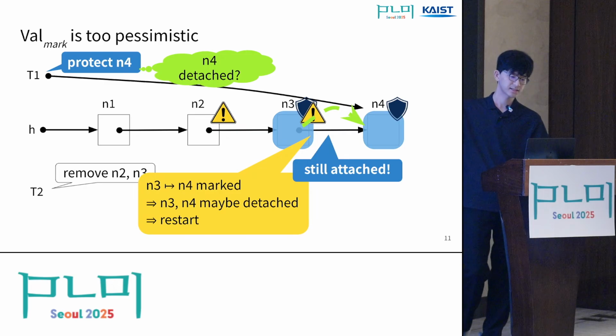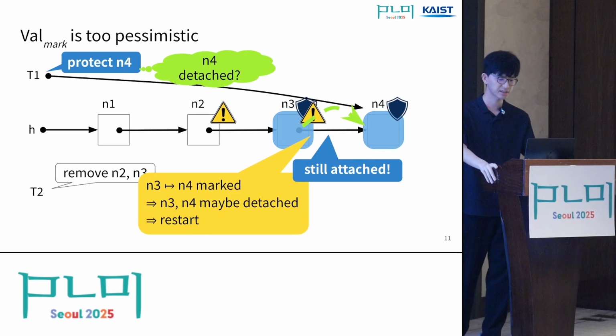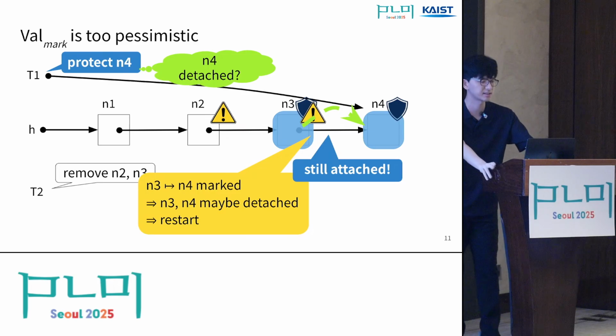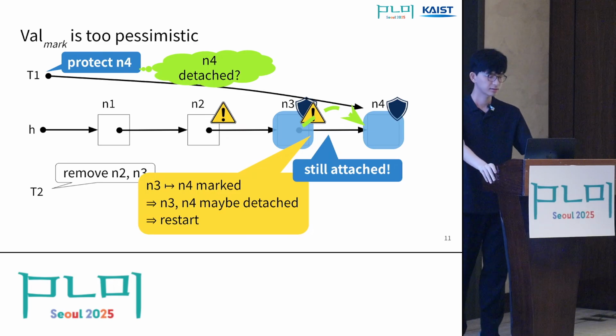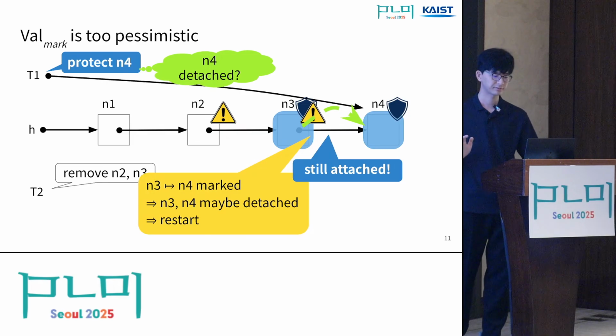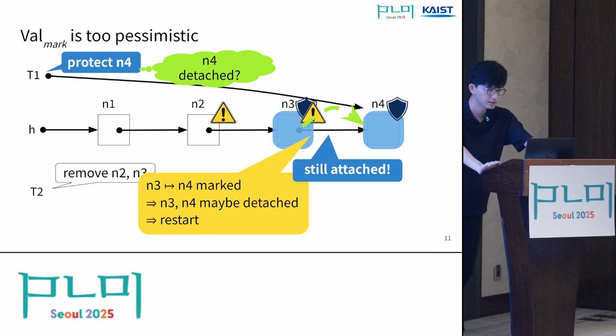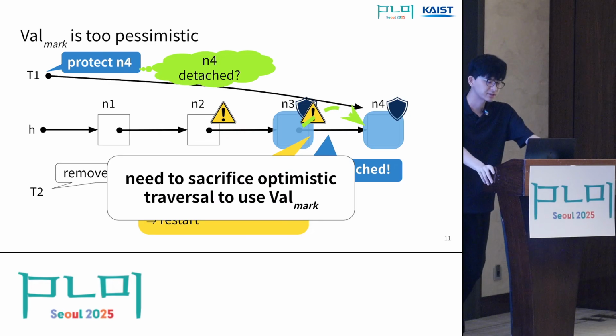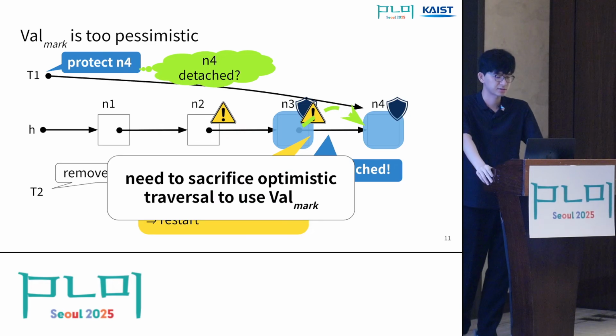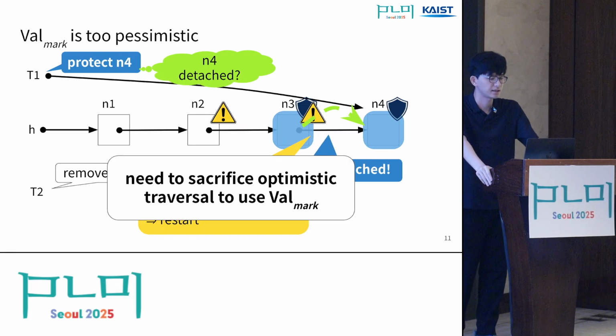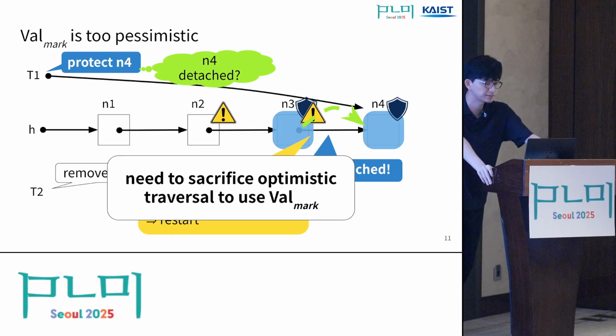However, in this case, node 3 is actually still attached, so validation could have actually succeeded. And not only is this a missed opportunity for validation, but it could also be a source of live lock, which is very unideal. To resolve this discrepancy, it is a very common practice to sacrifice optimistic traversal to use val-mark. That is, it is common to sacrifice the efficient optimistic traversal strategy for the robustness of hazard pointers.